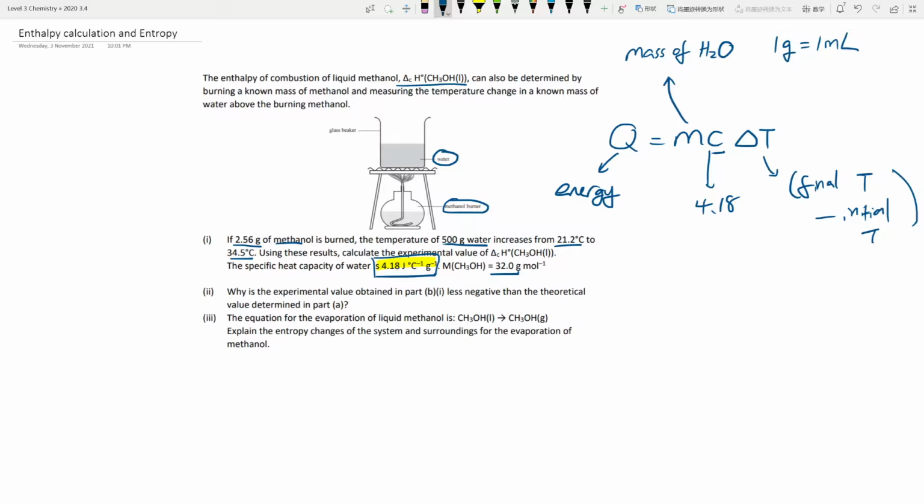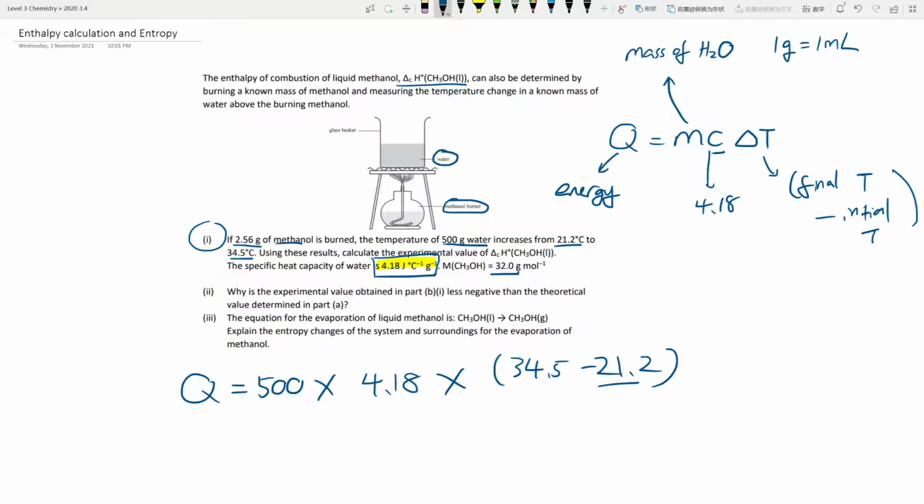So if we were to look at this particular question, I'm just going to go Q equals mass. That's the mass of water that we're looking at, which is 500 grams. We got that already. 500 times C, which is 4.18, and then times the temperature change, which is 34.5 minus 21.2. Okay, because I started at 21.2 and finished at 34.5, and if I apply all of them together, that's going to give us a number.